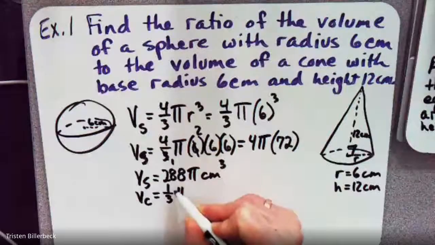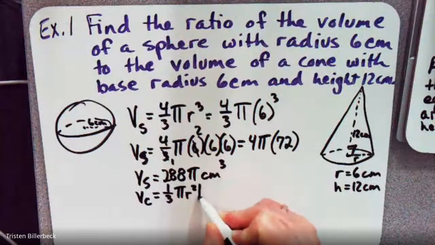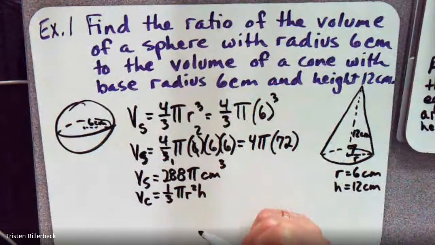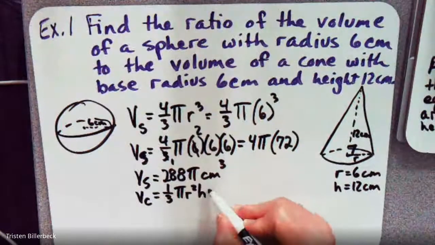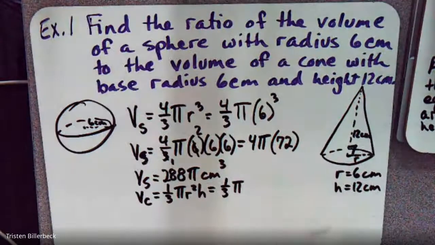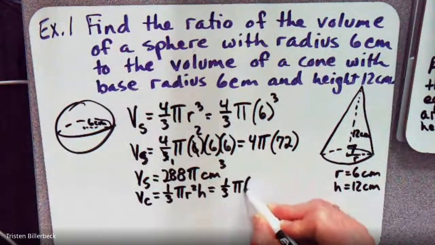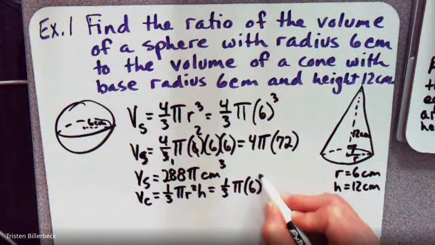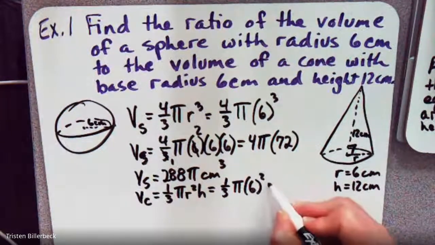Okay, so now we have to find the volume of the cone. The volume of a cone is 1/3 pi r squared h. So that gives us the volume of a cone. Okay, so then we have 1/3 pi. R is still the 6, squared, and then h is 12.